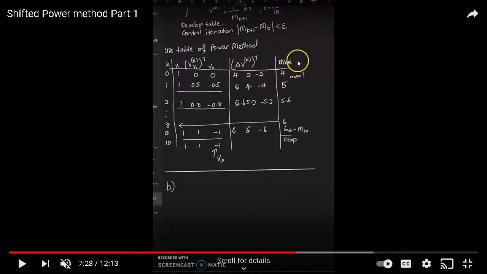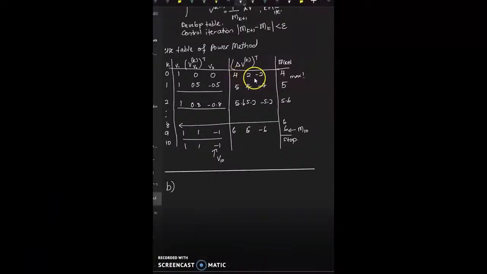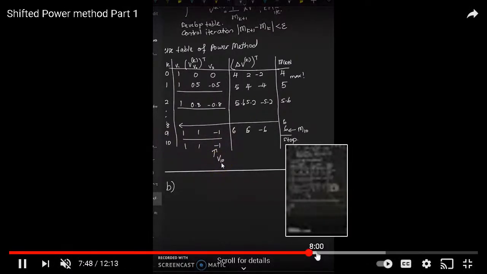Now I want to focus on how to find the other eigenvalues. Lambda 1 is already obtained: it is 6, associated with the dominant eigenvector (1, 1, -1), where y1 is 1, y2 is 1, and y3 is -1. Now I want to apply the shifted power method.